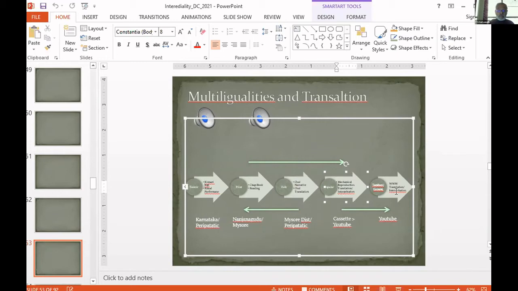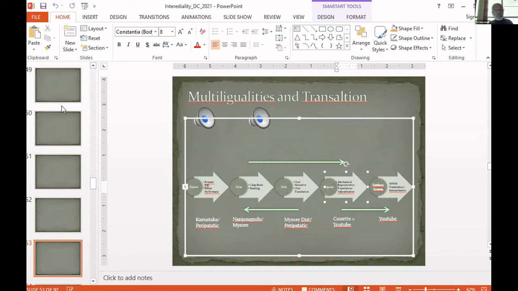So the movements, for example, if you see the figure, apparently you might feel that the movement is linear and it is changing from one to another, but there could also be reversals. For example, the Mysore district is giving feedback into the textual version, and the cassette version is going into the YouTube version. So we have all sorts of movement. I have audios of that, you know, but I'm not going to play all those things to you.